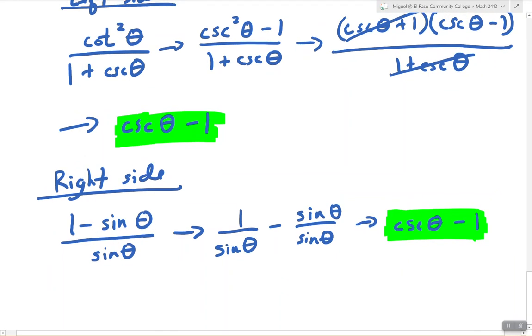Okay. So this might happen. How do you know when this is going to happen? You don't really know. It'll be just from practicing and investigating. Because a lot of times with some of these verifying identities, you'll start working on one side and you're trying to get to the other side, right? But you might get in a dead end, or you might get lost in there somewhere.